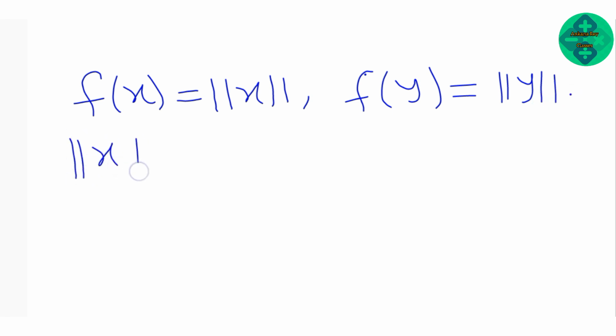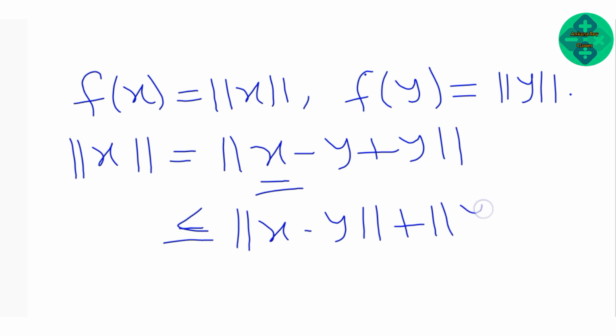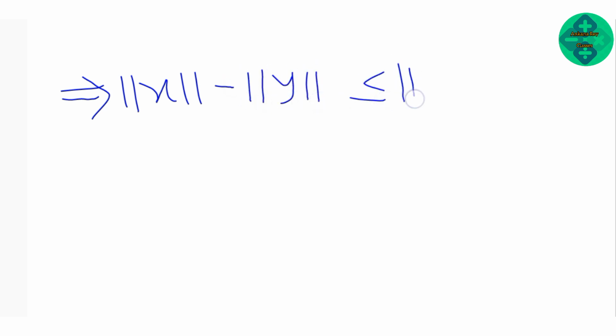Now norm x is equal to norm of x minus y plus y. We can write it in this way, as y and minus y cancel out, leaving only x, that is norm x. This is less than or equal to norm x minus y plus norm y, by the triangle inequality in a normed linear space. Therefore norm x minus norm y is less than or equal to norm x minus y. This is equation 1.